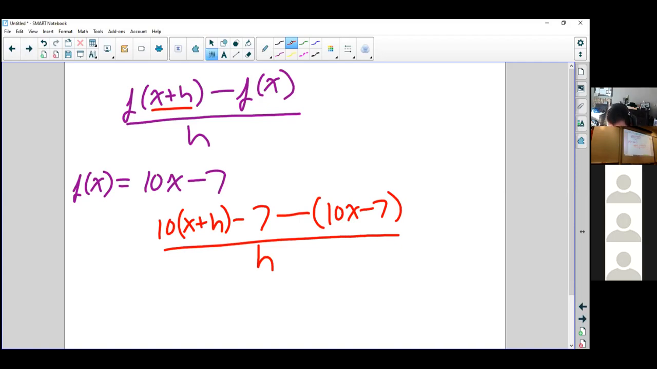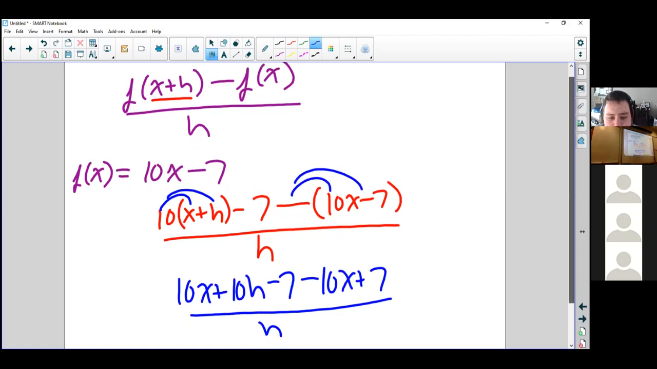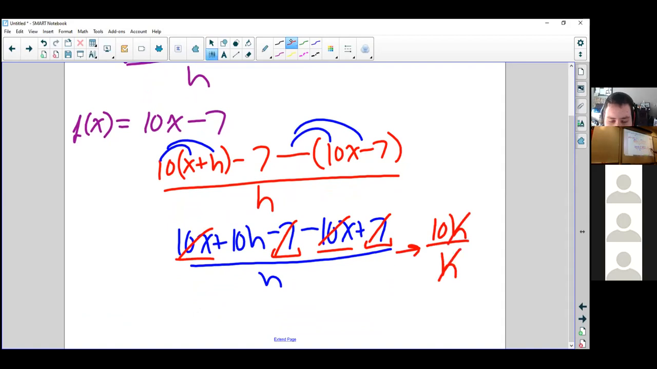So I made this one a little simpler. I didn't make it squared. I just kept it as a linear equation. Distribute the 10 over the parentheses. Minus 7. Distribute the negative over the parentheses. It's all over h. All right, so 10x minus 10x, they cancel. Negative 7, positive 7, they cancel. So this comes out to 10h over h. The h's cancel. 10's my answer.